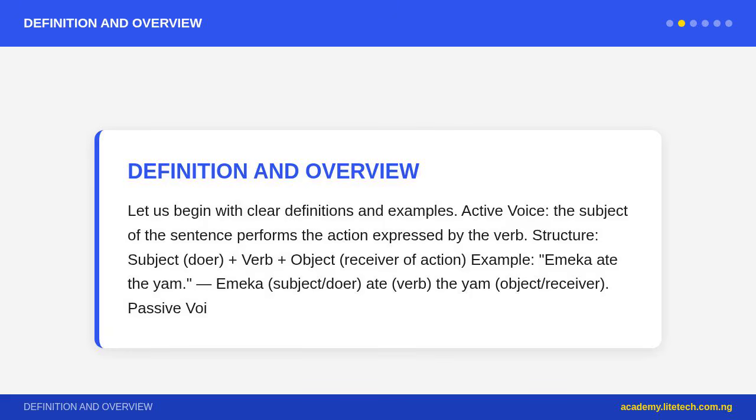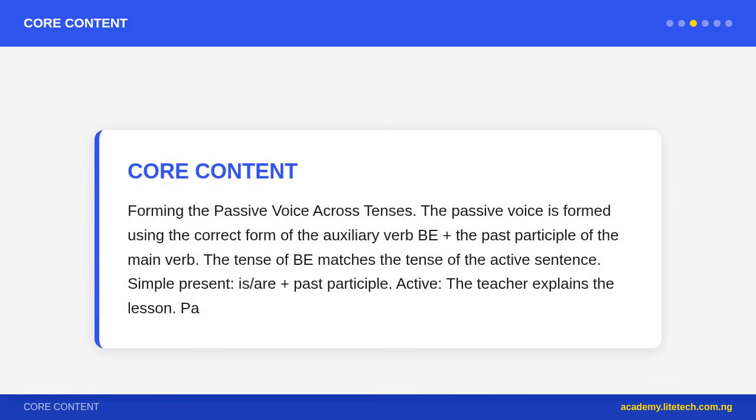Past progressive: was/were plus being plus past participle. Active: the chef was preparing the feast. Passive: the feast was being prepared by the chef. Present perfect: has/have plus been plus past participle. Active: someone has stolen my pen. Passive: my pen has been stolen.